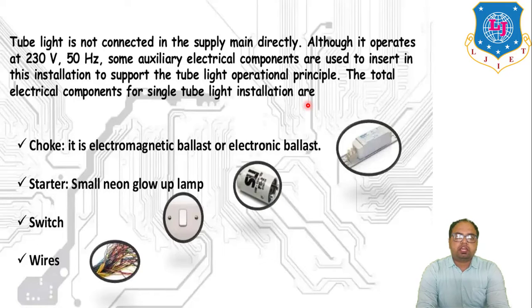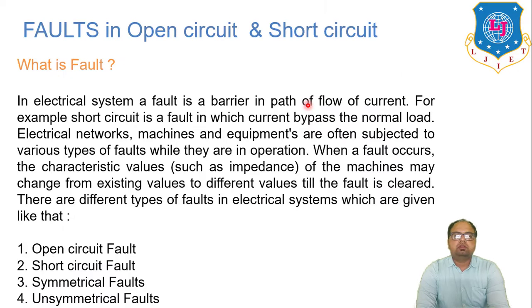Tube light is not connected to the supply mains directly, although it operates at 230 volt and 50 hertz. Some auxiliary electrical components are inserted in the installation to support the tube light's operating principle. The total electrical components for a single tube light installation are choke, starter, switch, and wires. Choke: we know that the choke is an electromagnetic ballast or electronic ballast. Starter: it is a small neon glow lamp. Switch is used to turn it on and off, and wires are used to make the connection.